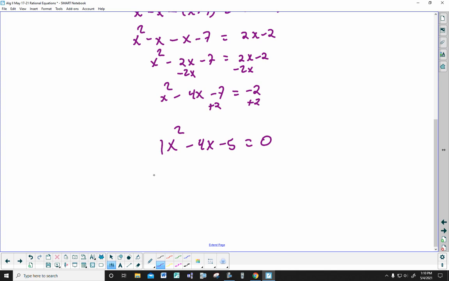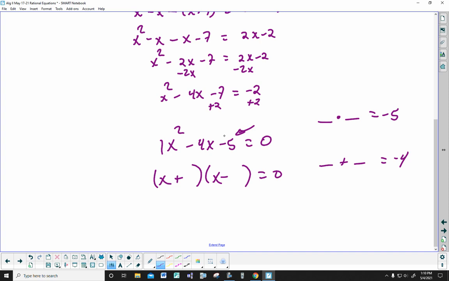And because the leading coefficient is 1, you're just going to solve it by factoring. And all you need to ask is what multiplies to negative 5. So what times what equals negative 5. And those same two numbers have to be that number plus that number equals negative 4. So the numbers, one's going to be positive, one's going to be negative because they're multiplying to negative. So I believe this is going to work. 1 and negative 5 gives you that.